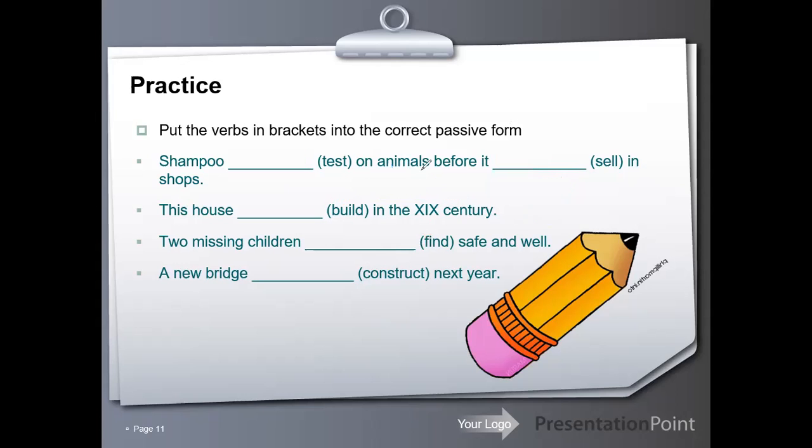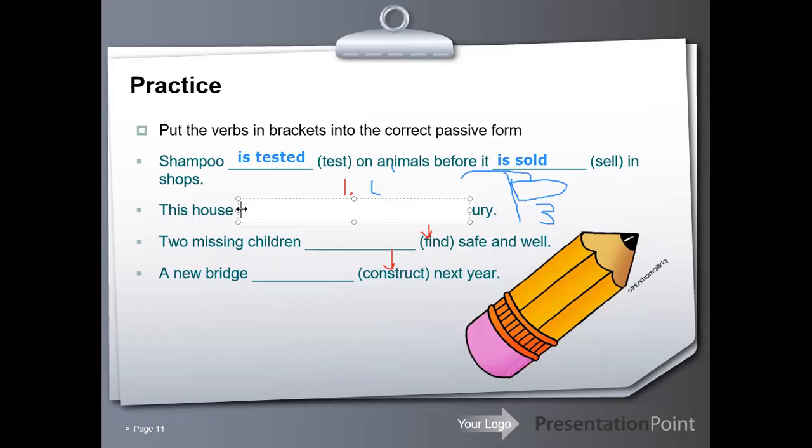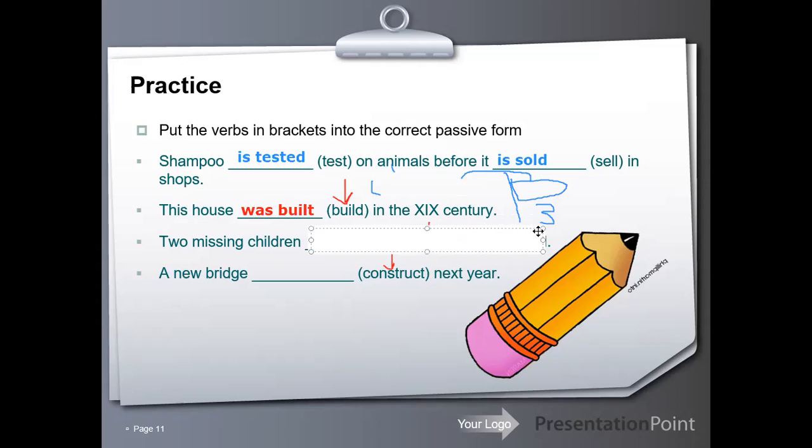So now we know that the one that we're gonna use, right? Okay. So what is the one that we need here? The house was built in the 19th century. Okay, now did you get the past participle form of the verb find? Past participle about find: find, found, found. So found is a past participle form, right?